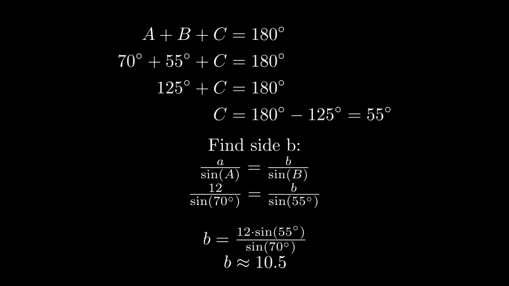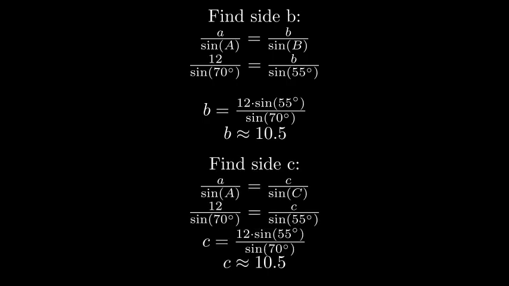To solve for B, we multiply both sides by sine of 55 degrees. Calculating this gives us a value of approximately 10.5. Next, we find side C. A good practice is to always use the original given values to avoid errors from previous rounding. So we'll again use the ratio of A to sine A. We set 12 over sine of 70 degrees equal to C over sine of 55 degrees. The calculation is identical to the one for side B, so side C is also approximately 10.5.